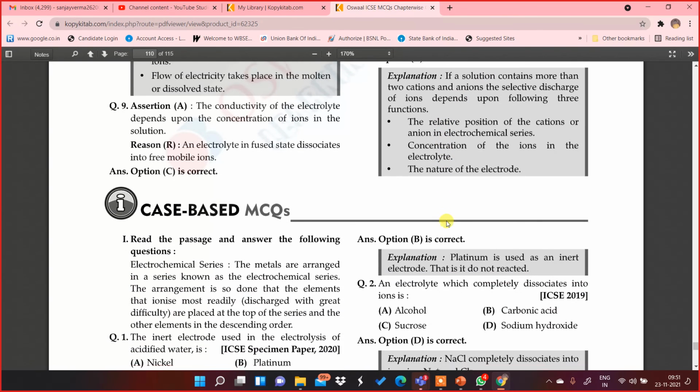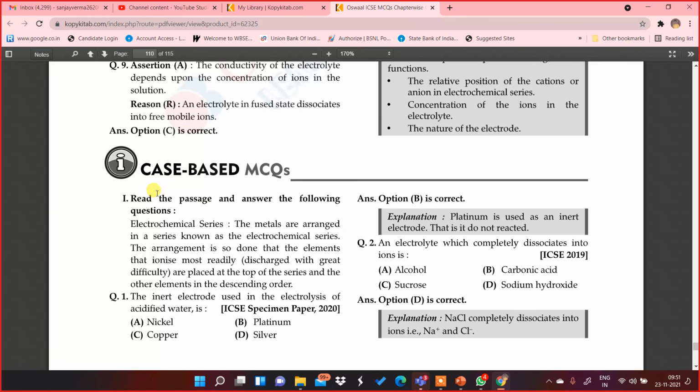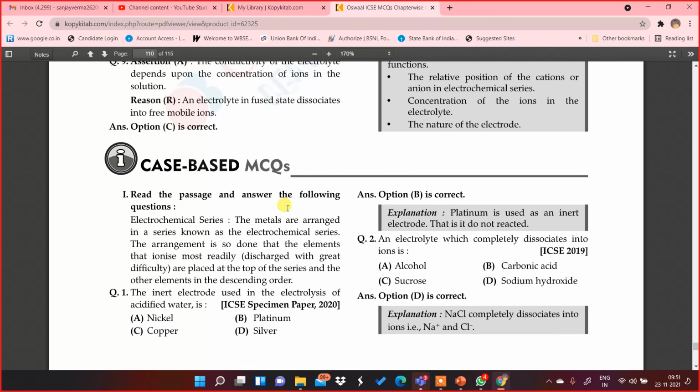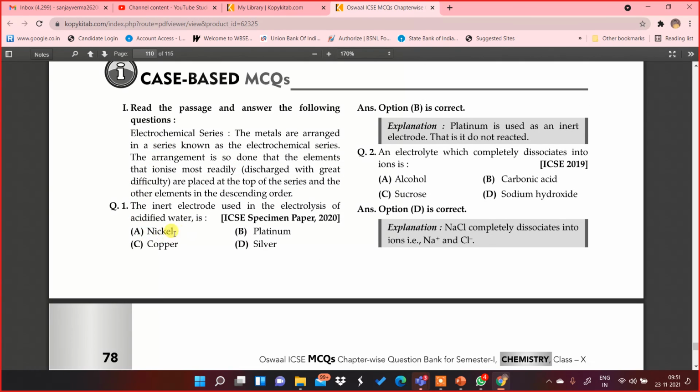And then finally, there are some case-based questions, according to the ICSE Specimen Paper 2020. So you can go through these questions carefully. Question number 1 is here. Question number 2 is here. Answers are given, but try to read these questions also, follow the answers correctly and try to figure out why the given options are correct. Try to get the reasoning also.